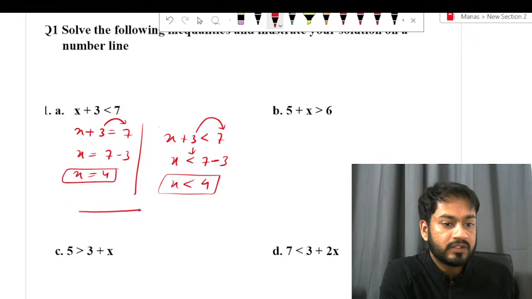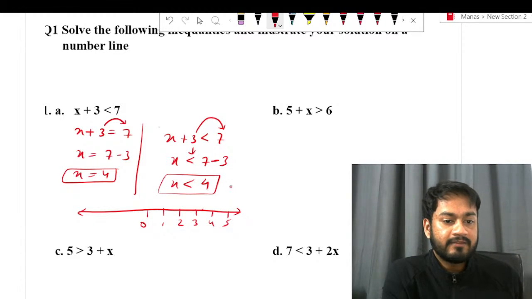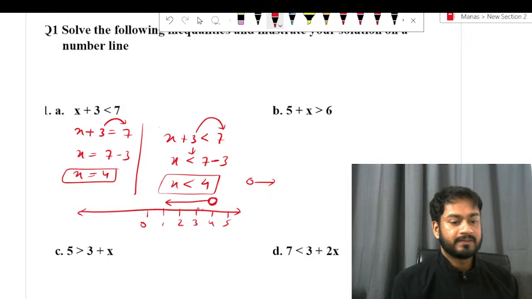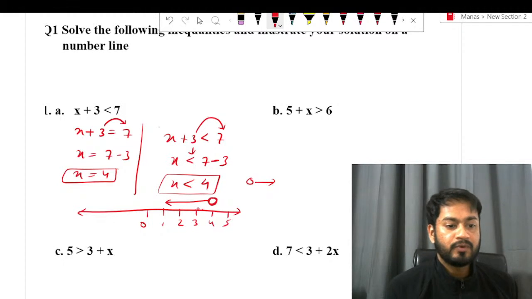Now if you want to show this on a number line, how will you show it? This is 0, 1, 2, 3, 4, and this is 5. For this sign we have an open circle. Here 4 is not included, so we make an open circle on 4, and since x is less than 4, the arrow will go to the lower side of 4. This is how we need to solve these inequalities. I hope you got the logic.